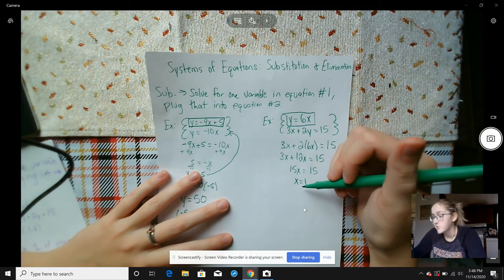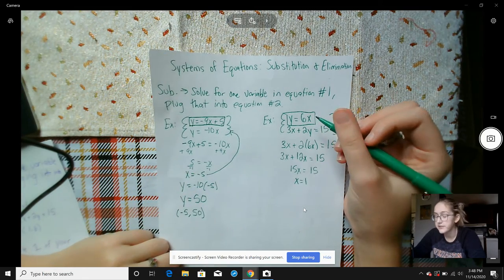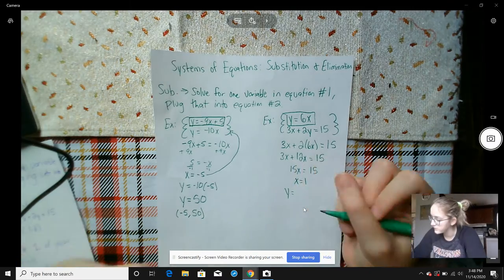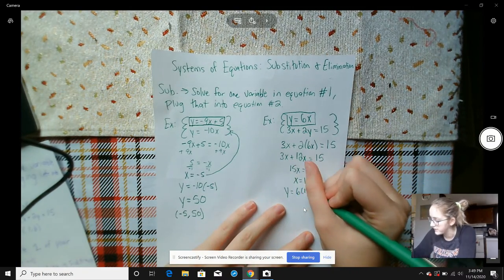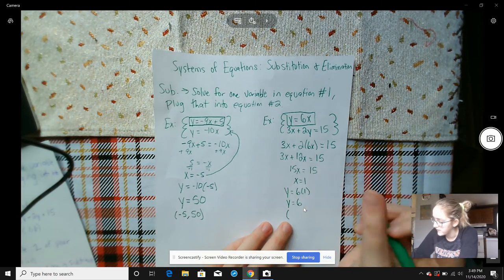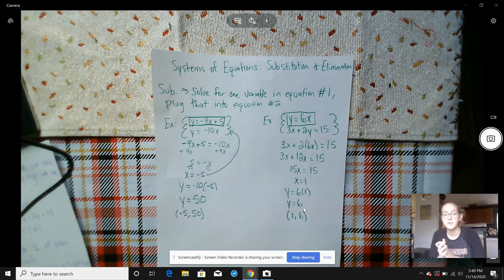So if I know x equals 1, I'm going to plug that back into my equations. Again, it does not matter whether it's equation 1 or equation 2. I'm going to plug it back into equation 1. So y is going to equal 6 times 1. So y is going to equal 6. And remember, our answer is always given in a coordinate point. X comes first, comma your y. So the answer for that one is (1, 6).